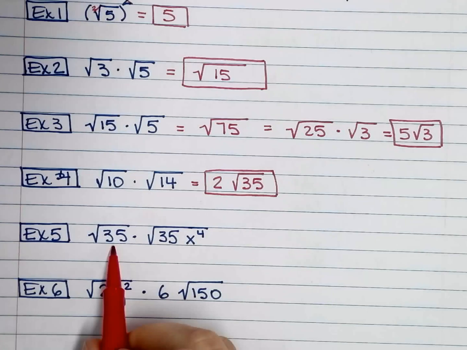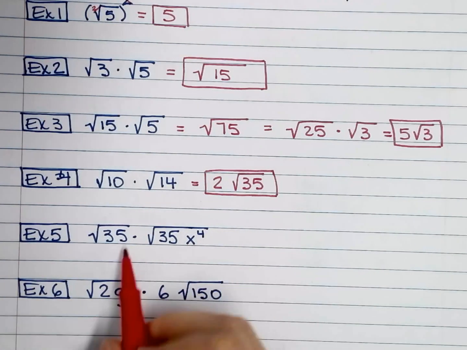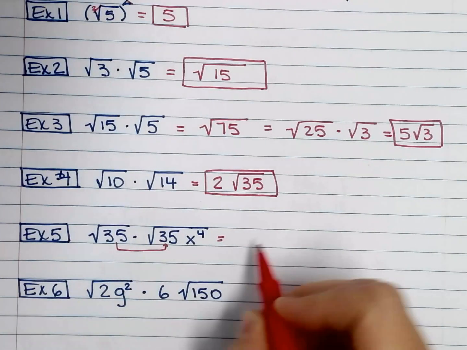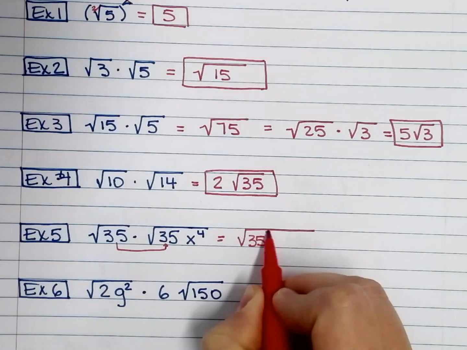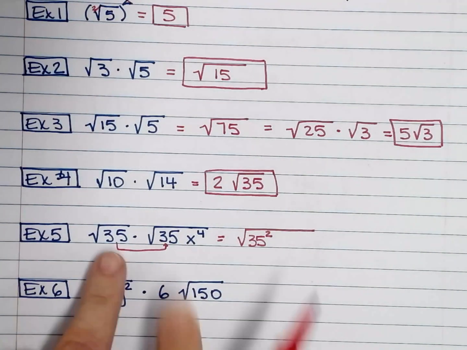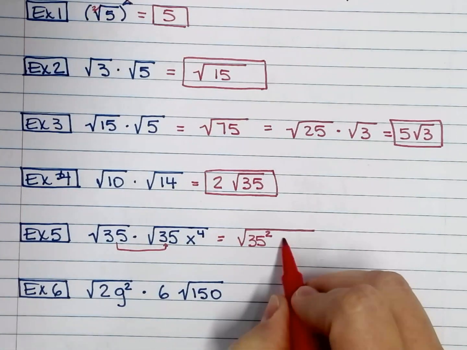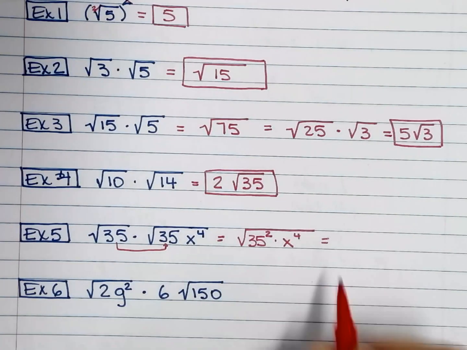The next one, I have square root of 35 times square root of 35 x to the 4th power. So we're going to multiply these guys. Okay, so at this point, I have square root of 35 squared, because 35 times 35 is 35 squared, times x to the 4th power.